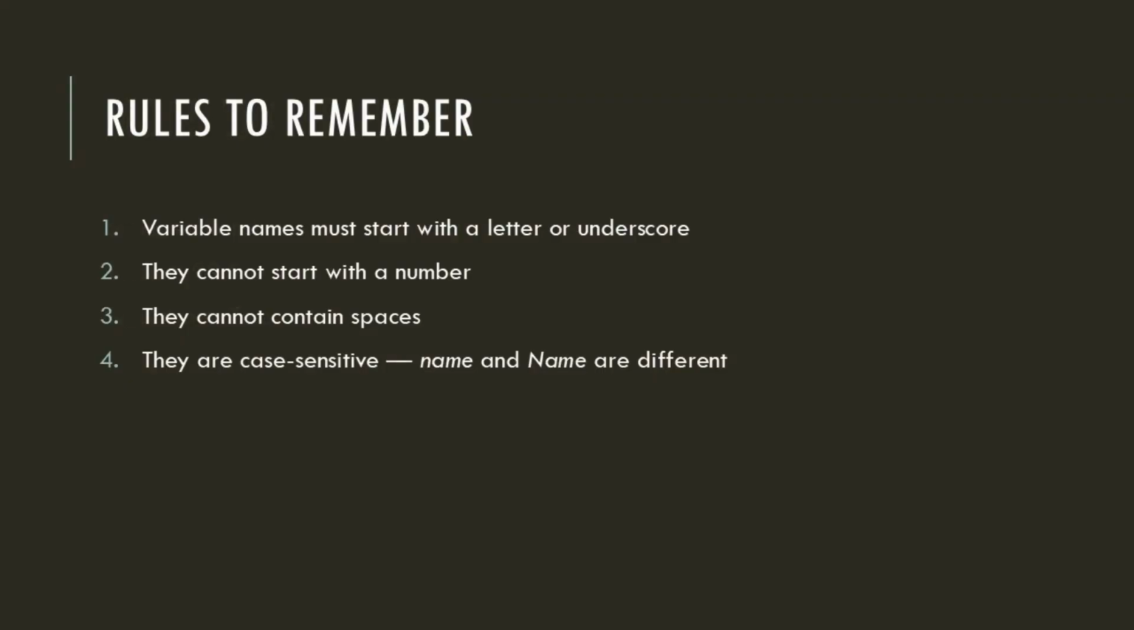A few rules to remember. Variable names must start with a letter or underscore. They cannot start with a number. They cannot contain spaces. They are case sensitive. Name and name with a capital N are different. That's it. Python makes variables simple and beginner friendly.